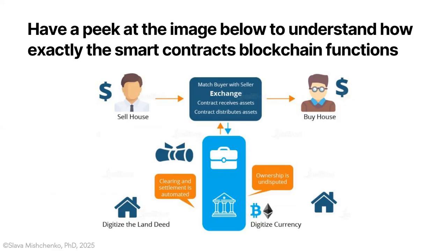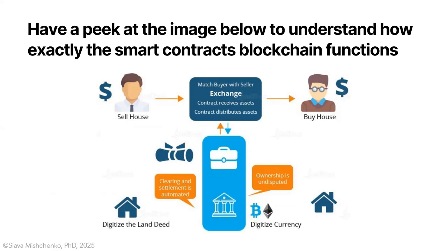So first, the digitized land deed and digitized currency. And for example, in my experience, this is where blockchain truly shines, because the land deed is tokenized, meaning it's converted into a digital asset, while the payment is made in cryptocurrency, typically Bitcoin or Ethereum. And the smart contract ensures that both the deed transfer and payment happen simultaneously.